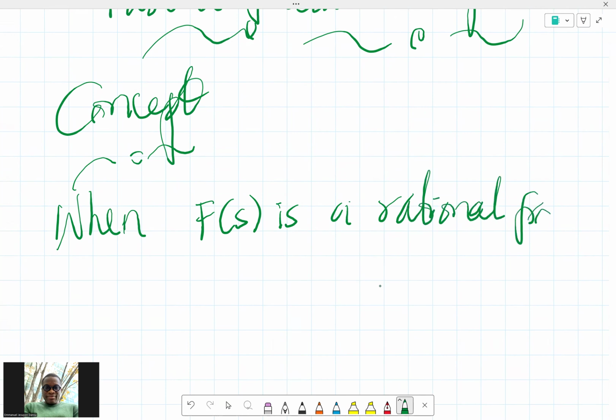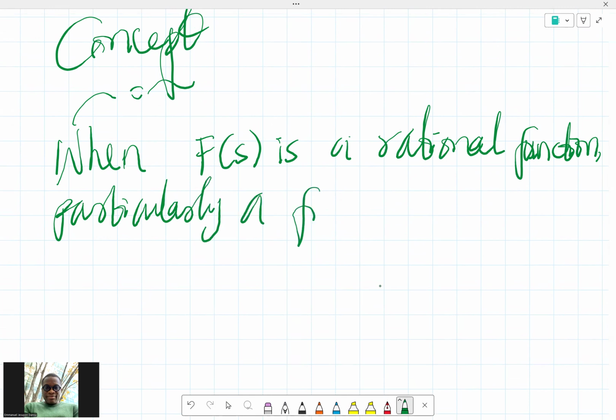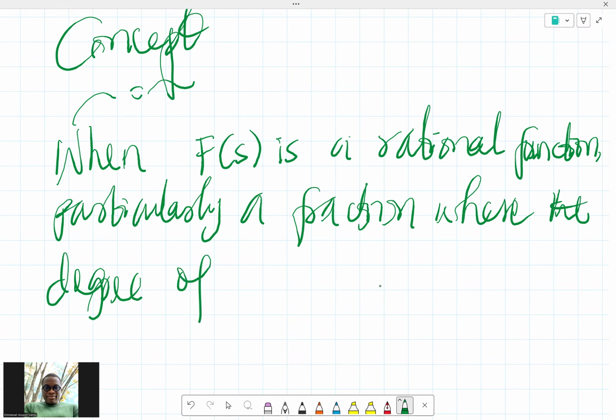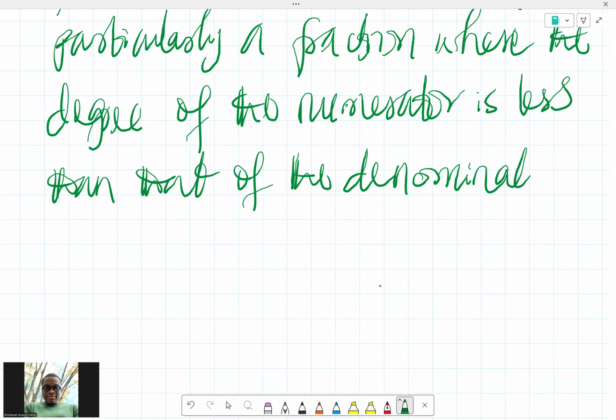When f of s is a rational function, which is simply a function expressed as a fraction of two other functions, particularly a fraction where the degree of the numerator is less than that of the denominator. That is, the degree of what you have at the top is less than that at the bottom. So we can talk about partial fraction decomposition.